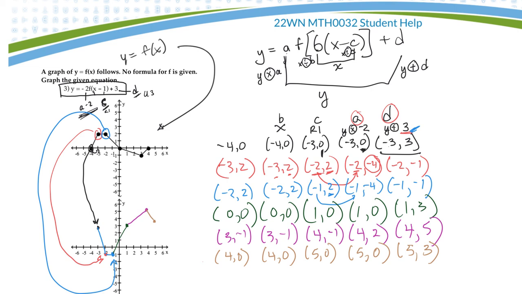If I erase all the arrows that I had drawn, there we go. Okay, so that's my new graph. Notice it's flipped over. It looks like it's stretched a bit. And it also, a little bit, has moved up 3 as well. Hopefully that helps you with that question.